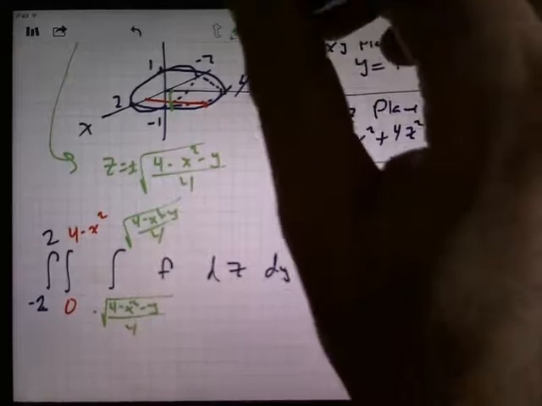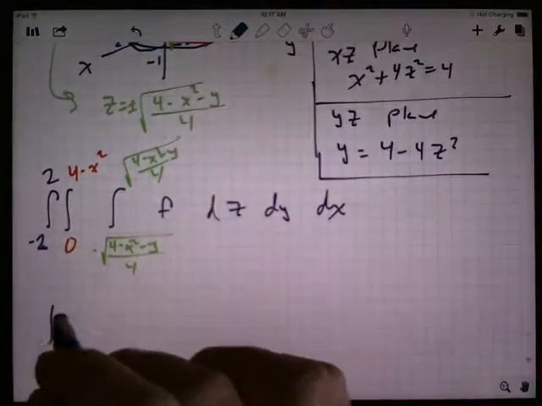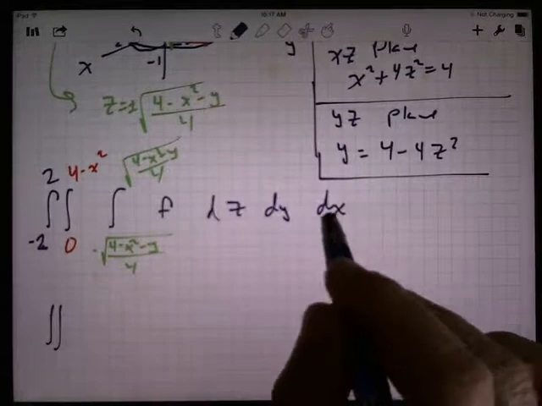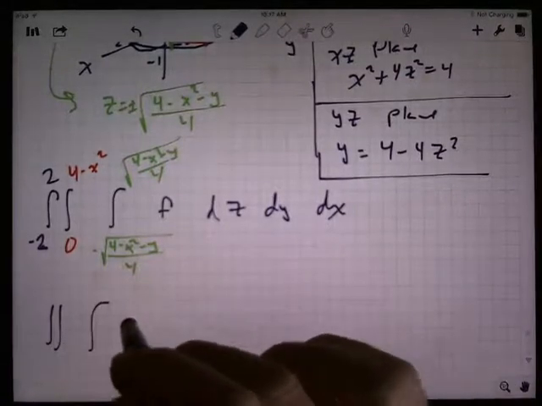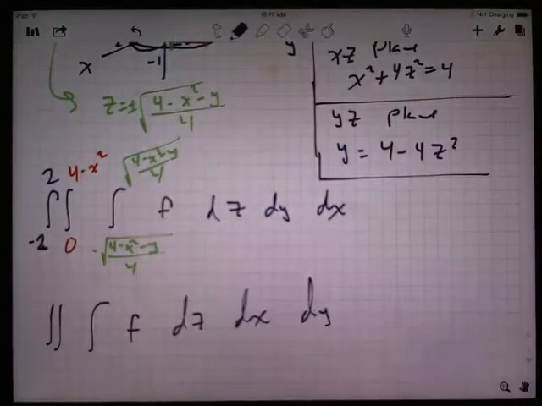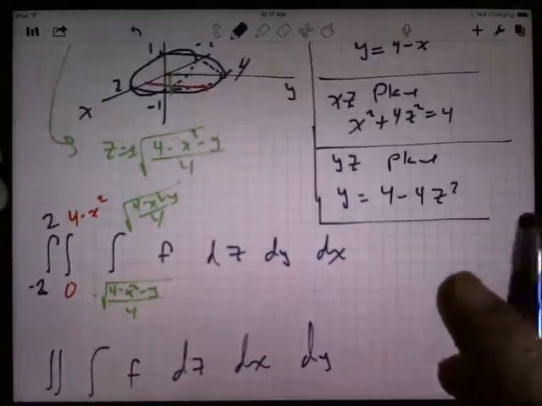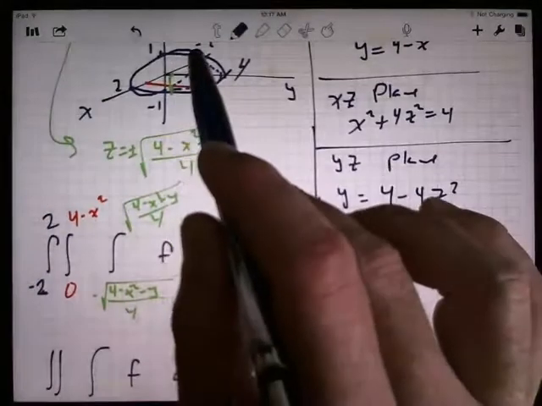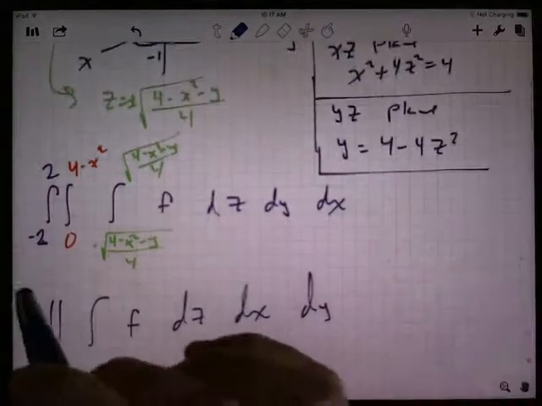Okay. Now, let's change the order. Let's do this still with z on the inside, but do it dx, dy now. So now I've got to look at y first and say, what's the minimum y value? What's the maximum y value? Well, the minimum y value in that xy plane is 0. The maximum y value is 4.